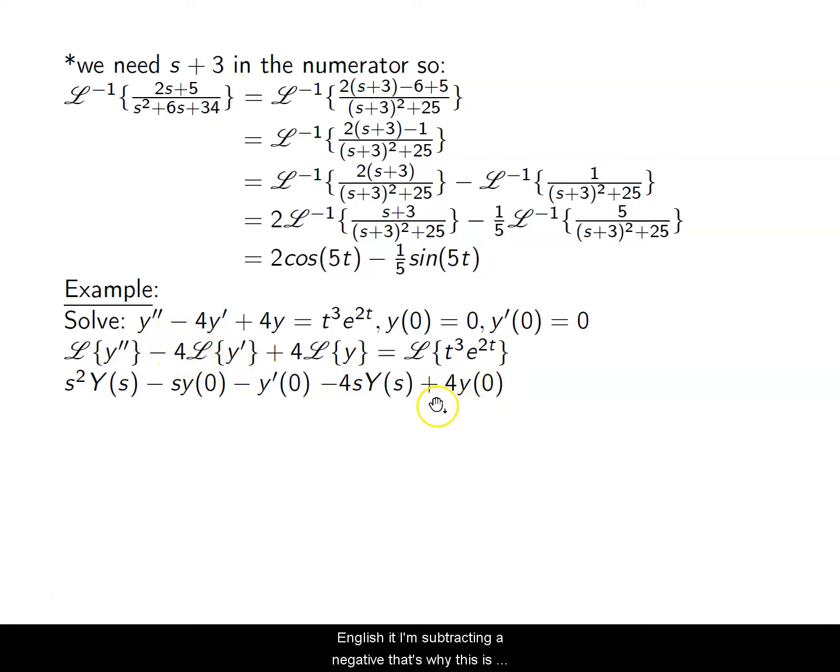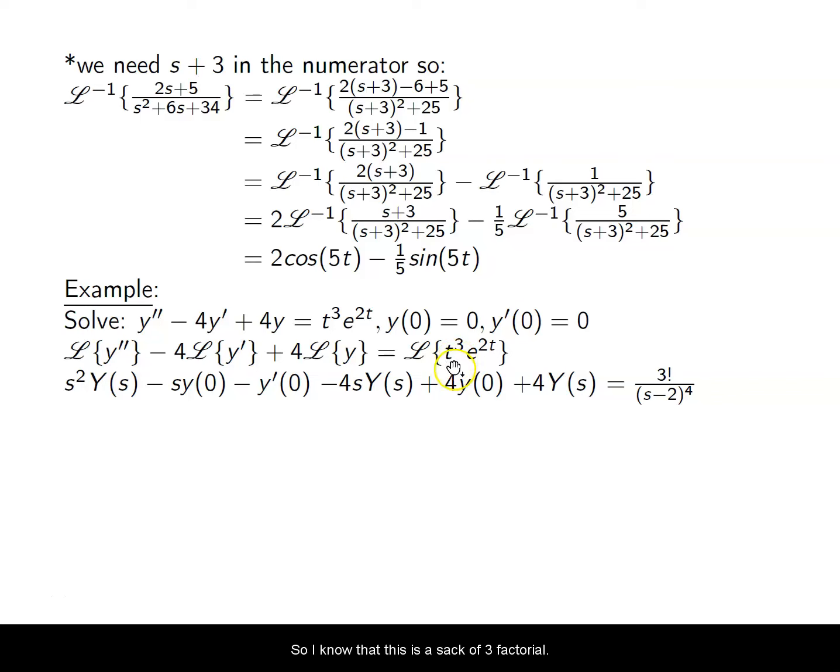I think this should, I'm subtracting a negative, so that's why this is positive. Then this gives me another 4 capital Ys, and then I'll transform this right hand side. So I know that this is 3 factorial, okay? And this will give me (s minus 2) shifted to the 4th power, right? Because it's e squared, right?